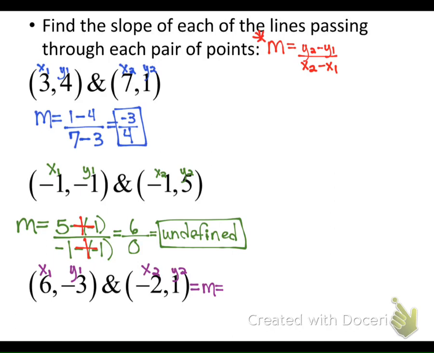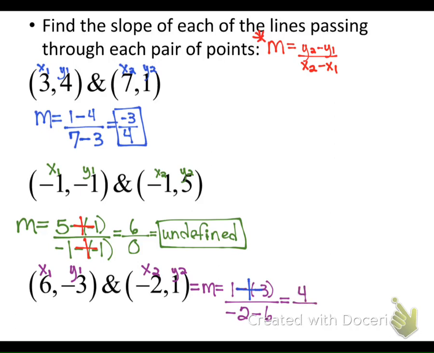Okay, so my formula, y2 minus y1. So what's my y2? 1. Then I put in my subtraction sign. Then what's my y1? -3. So I'm going to put it in parentheses. Over. Okay, what's my x2? -2. Minus my x1? 6. Equals. Okay, two negatives touching turns to a positive. So what's 1 plus 3? 4.